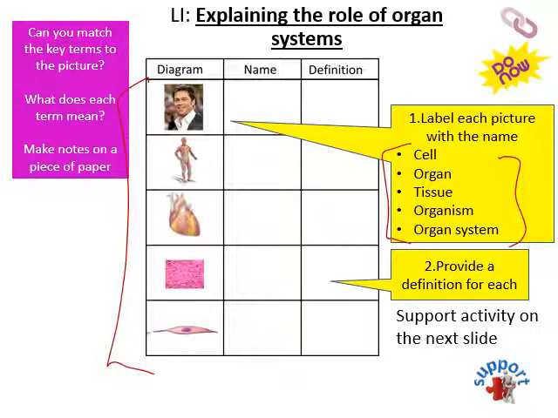Okay, so which one's the cell, which one's the organ, tissue, organism, and organ system. And then the next part of that is to provide a definition for each. So what is a cell? What is an organism? So use the pictures to try and help you to do that.